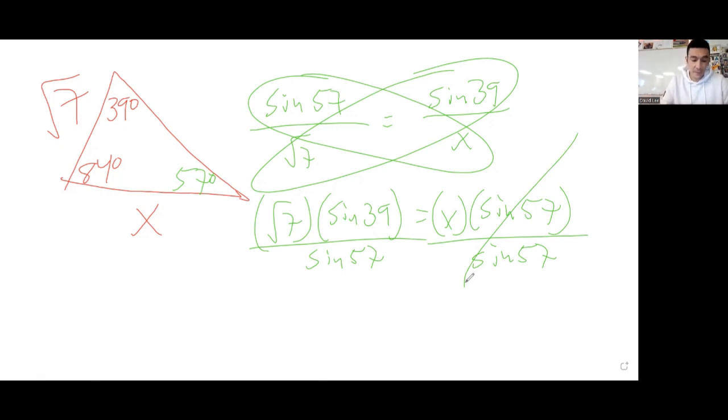So we have square root 7 times the sine of 39 degrees. Yeah, my calculator is set to degrees. Make sure yours is as well. And final answer, we get about 1.99. So x is about 1.99.